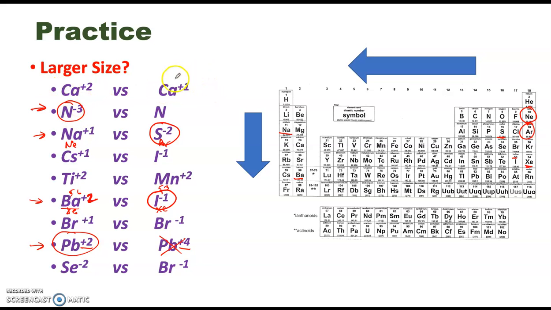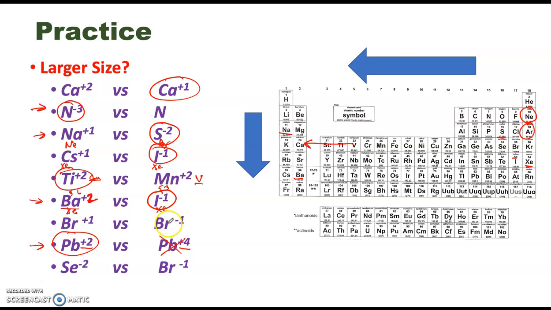If I were looking at the top two, this one has lost less. We did the next two already. Cesium plus 1 looks just like xenon. Iodine minus 1 is also like xenon. This one has less protons, so I'd go with that one. Titanium plus 2, I go backwards. That is like calcium. Mn plus 2 is like vanadium. Calcium and vanadium are different, so I apply the normal rules to these. Calcium is further to the left, so this is bigger, so I'd circle this one.